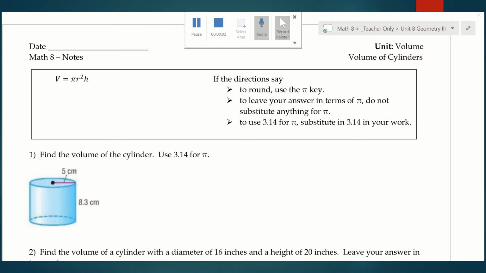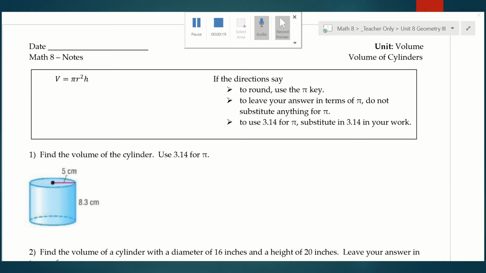Hi everyone. We're going to talk about volume of cylinders today. So this is something that we did do in 7th grade last year. It was one of the three-dimensional shapes we learned how to find the surface area of and the volume of. But we're going to do a little bit more with it this year.